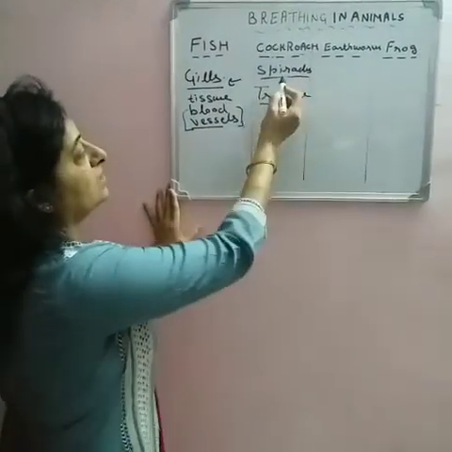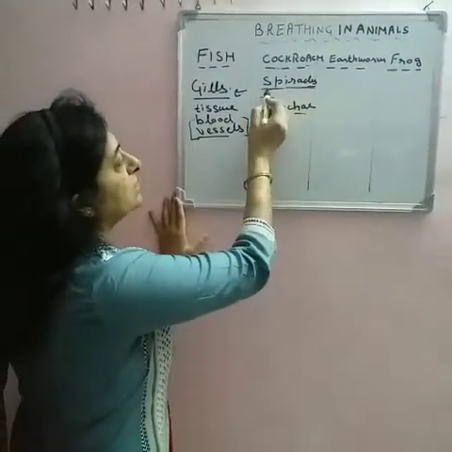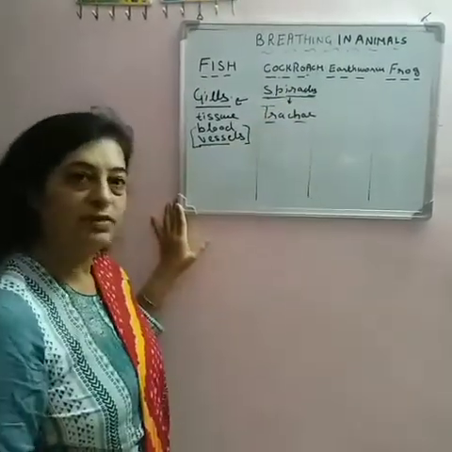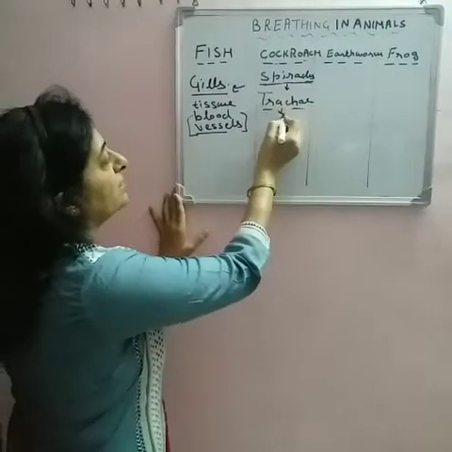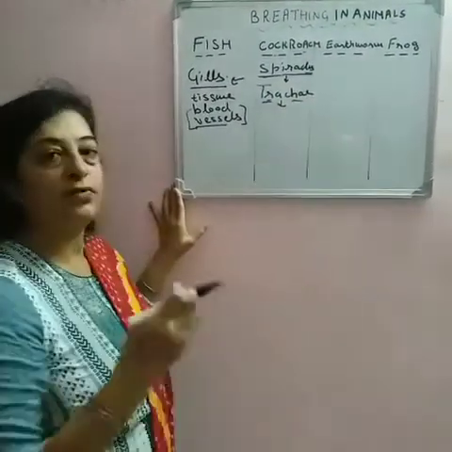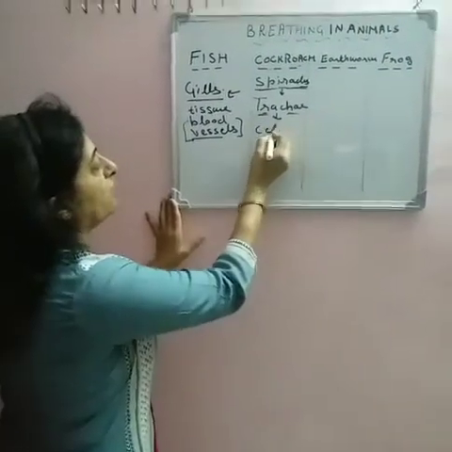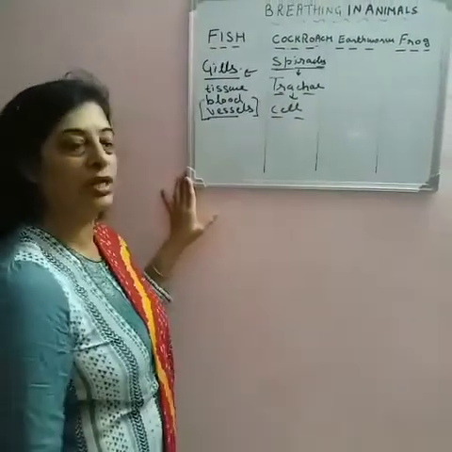So the oxygen goes inside their body with the help of the spiracles, and with the help of the trachea, these air tubes, it reaches each and every cell of their body.